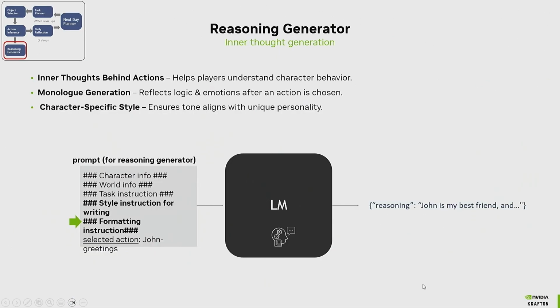Okay, next, let's move on to reasoning generator. Reasoning generator provides the inner thoughts behind the character's actions, helping players better understand their behavior. After an action is decided, it generates an inner thought that reflects the character's logic and emotions. For this agent especially, we pay close attention to style instruction of writing so that the language aligns with each character's unique tone.